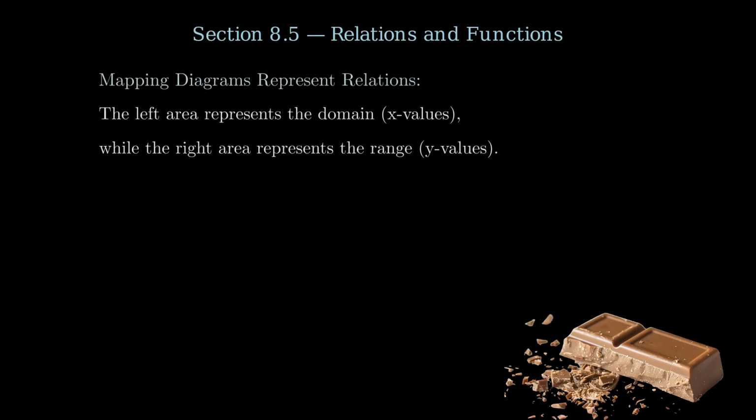One powerful way to visualize a relation is to use a mapping diagram. In this diagram, the area on the left always represents the domain, while the area on the right represents the range. The arrows show exactly which member of the domain is paired with which member of the range.